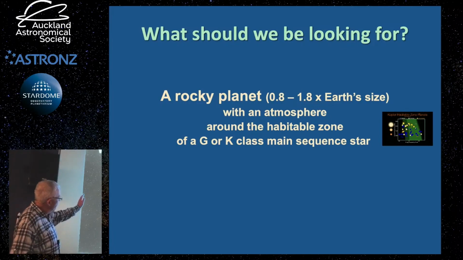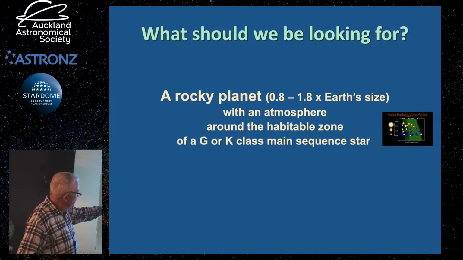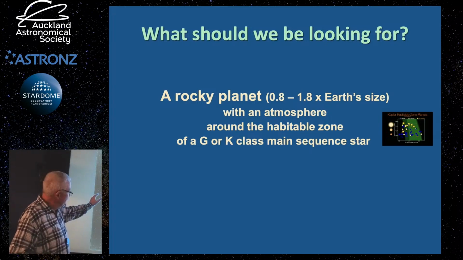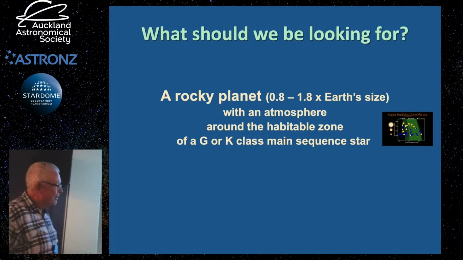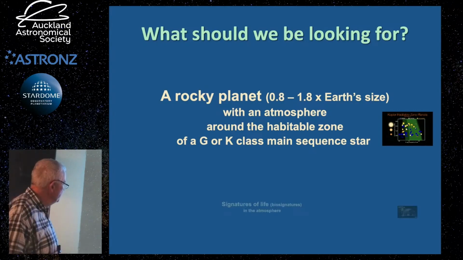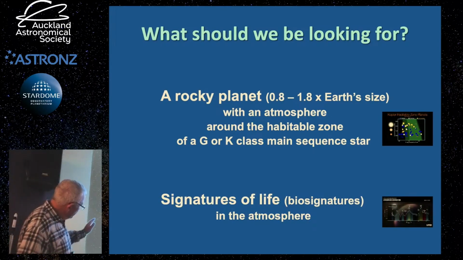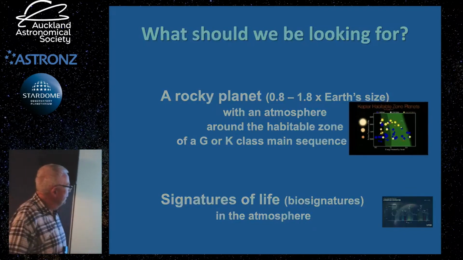First of all, as we've talked about, a rocky planet between 0.8 and 1.8 Earth size, with an atmosphere, around a habitable zone, ideally around a G or a K class spectral class main sequence star. That would be the sweet spot if we're looking for Earth 2.0. Also going to be looking at signatures of life, what we call biosignatures, in the atmosphere. So let's look at these.